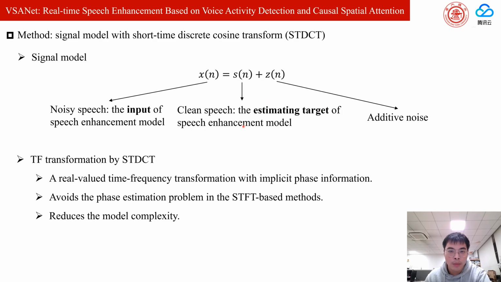Different from the common methods that employ short-time Fourier transform for time-frequency transformation, we adopted the short-time discrete cosine transform. STDCT is a real-valued time-frequency transformation with implicit phase information, which avoids the phase estimation problem in the STFT-based methods and reduces the model complexity.